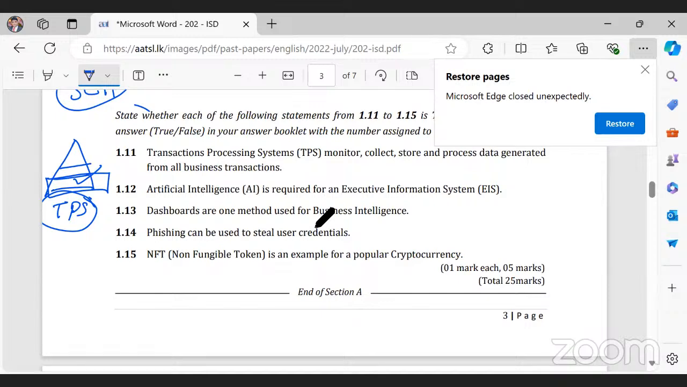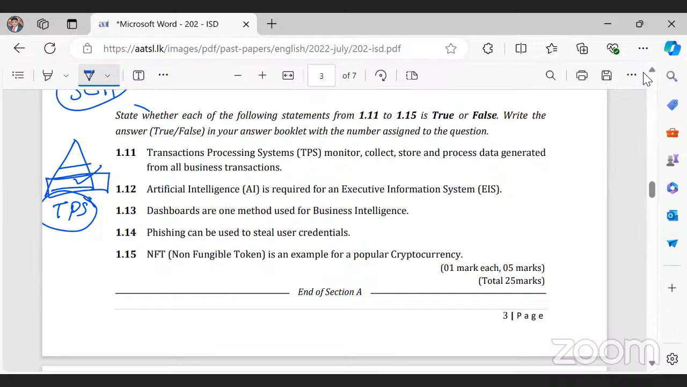Now, a transaction processing system is capturing data from different transactions. There is very little complexity in calculations. Like that, knowledge of the characteristics of information systems is a must for this type of answer.